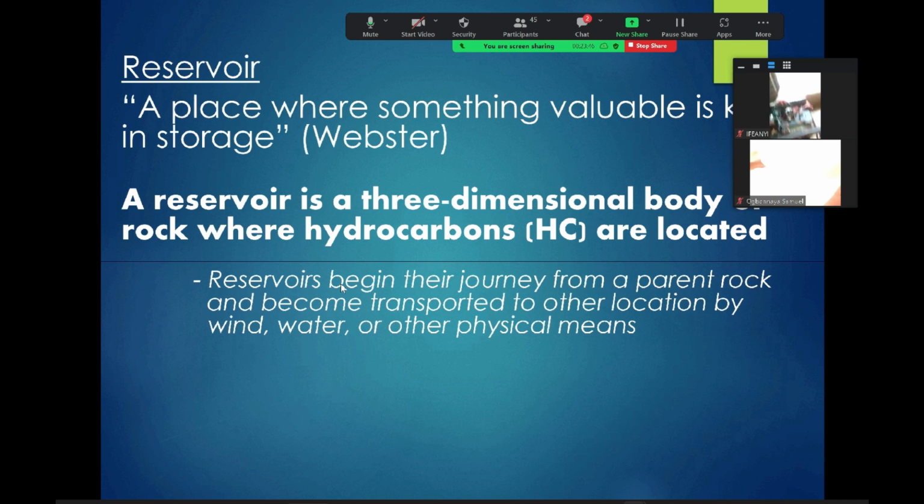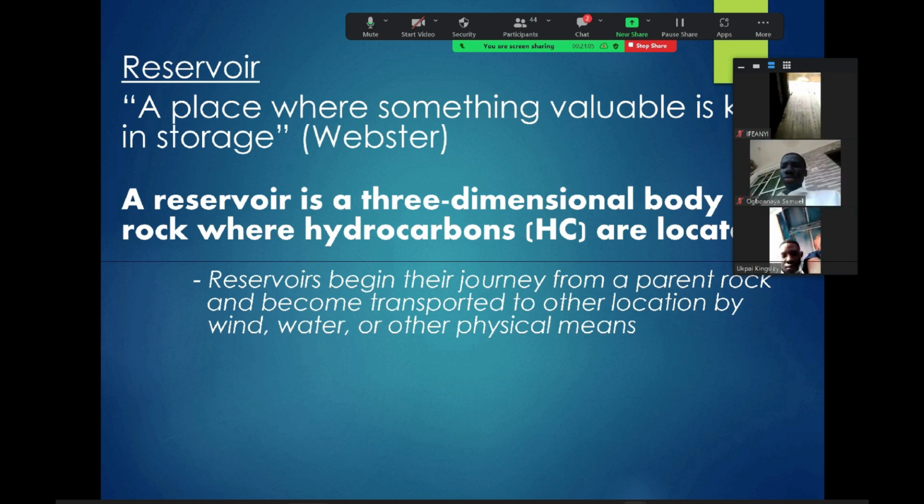Now, one thing to note is that reservoirs begin their journey from where they start. Where they start, I'm going to show you some quick clip, and then we will talk about it. A reservoir naturally doesn't begin from where you see it. Whatever you're seeing today in your well log, in your core, in the outcrop, for those who are geologists, probably did not start in that location.